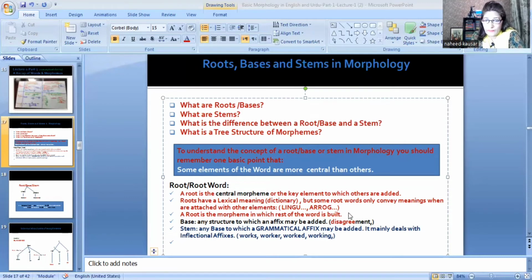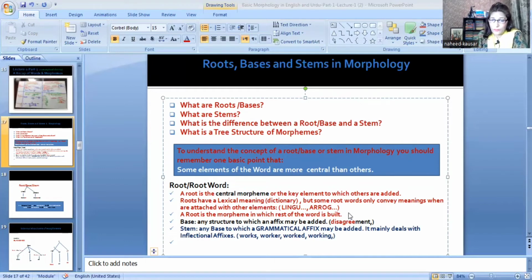Now you can have more examples, like if I give the example of the word construction, right? If you analyze it, in this word there is the verb construct and then the TION suffix, which is put at the end of this root word, ultimately making the word construction, turning into a noun. So a root is the morpheme on which the rest of the word is built. So you can have some more examples also.